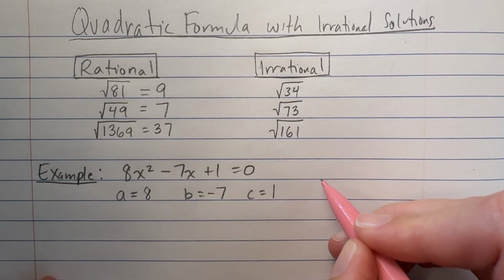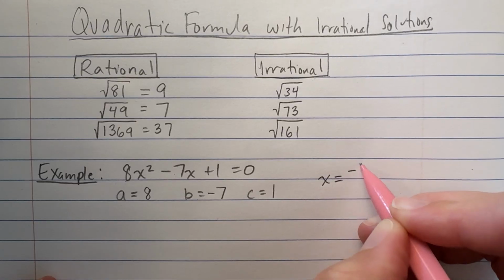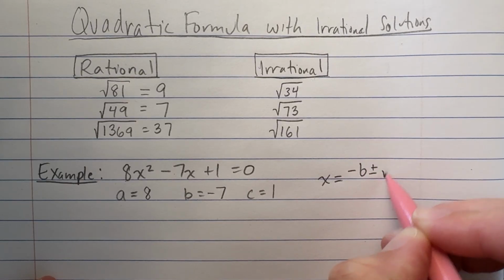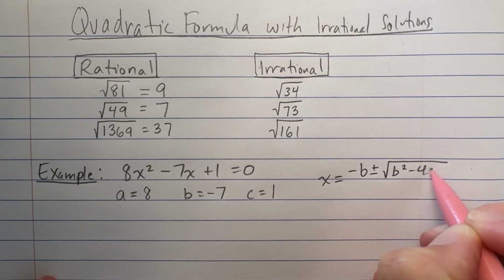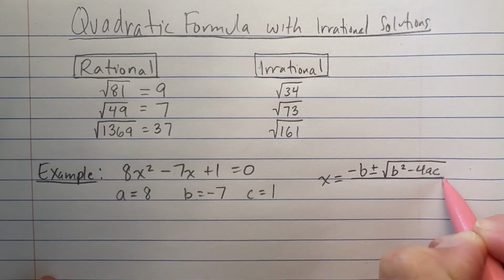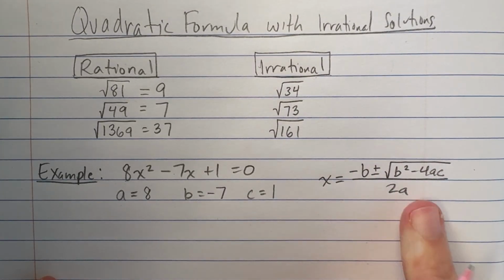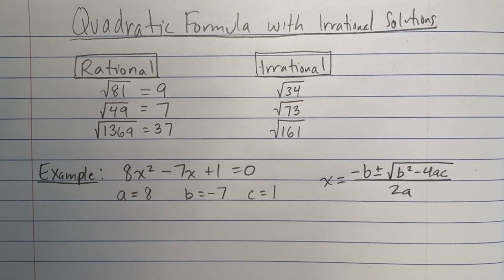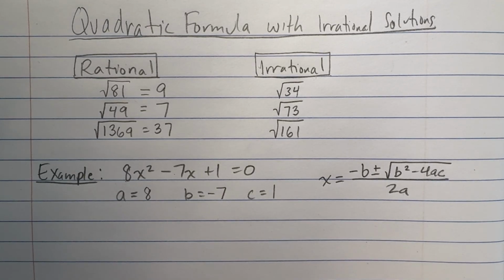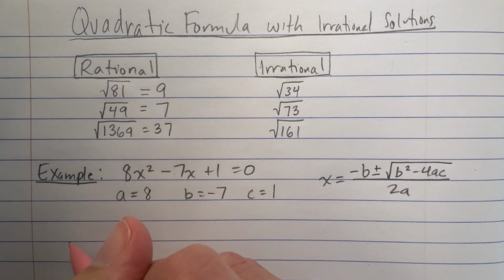Okay, and I'm still going to use the same quadratic formula. So x equals opposite of b plus or minus the square root of b squared minus 4ac over 2a. I'm going to use the same formula and plug in. It's going to start off just the same, but when we get to that square root step, you're going to see we're not going to be able to take the square root, and we're just going to stop there. Okay, so let's start.